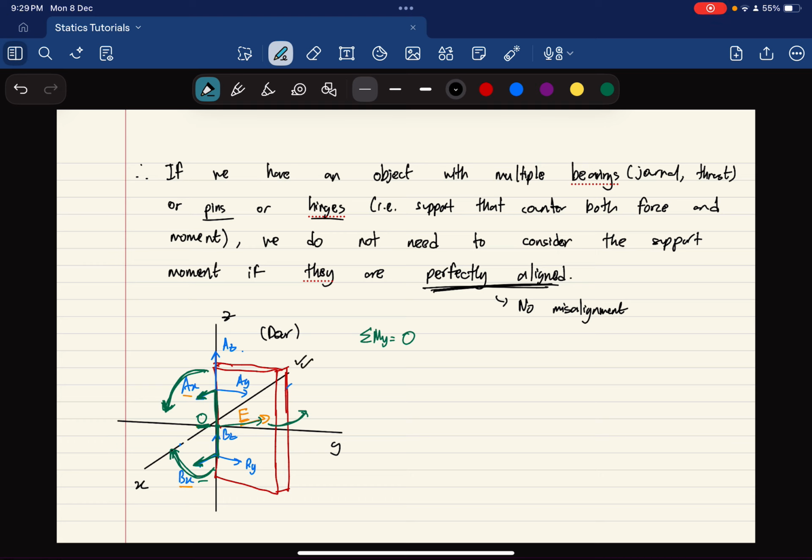You cannot rotate it in the y-axis. You can try to rotate your door in the y-axis and see what happens. Eventually nothing will happen because you couldn't rotate it at all, right? So because it's perfectly aligned, that's why you don't really consider the support moment, okay.